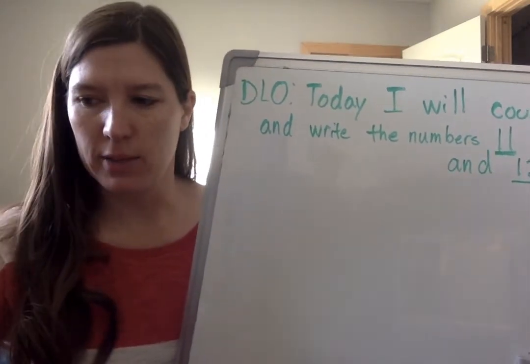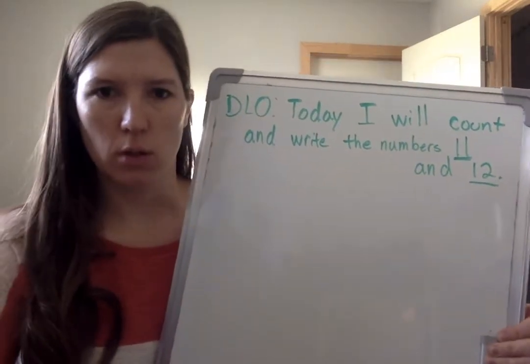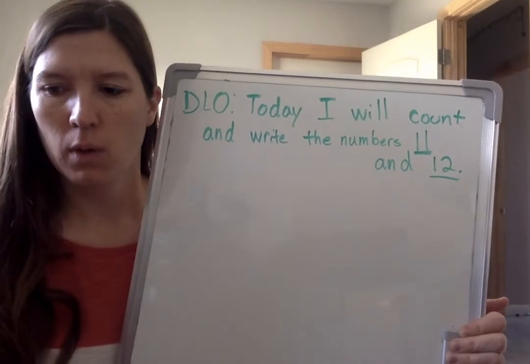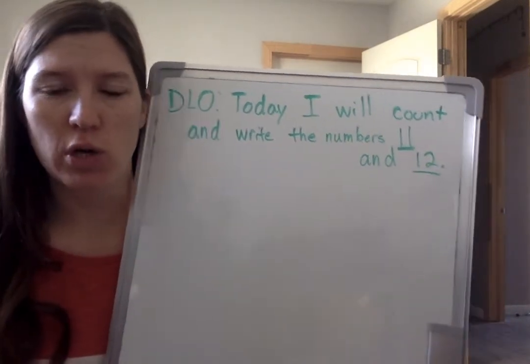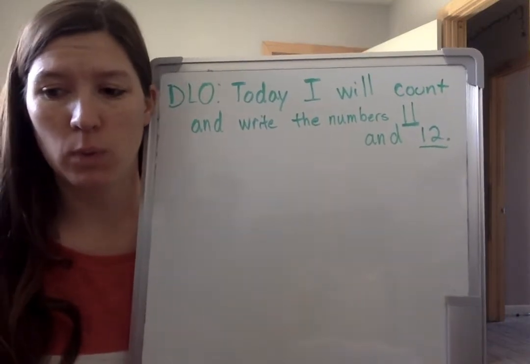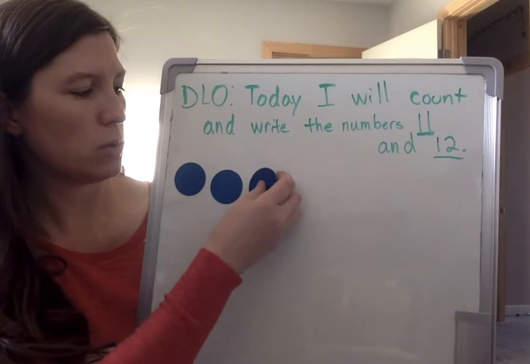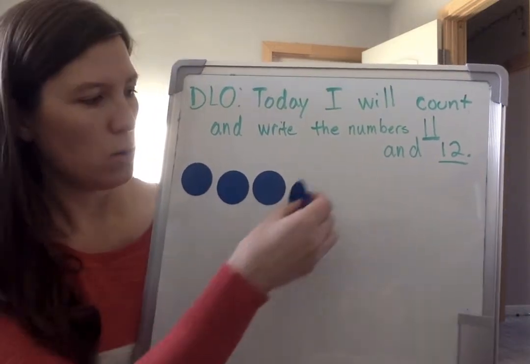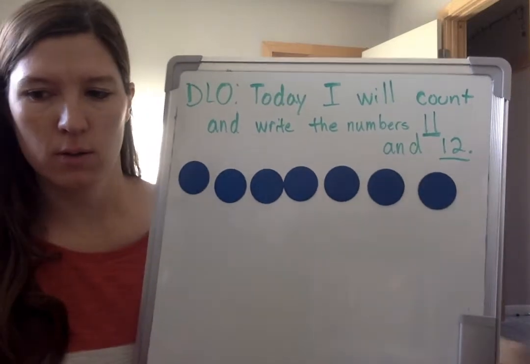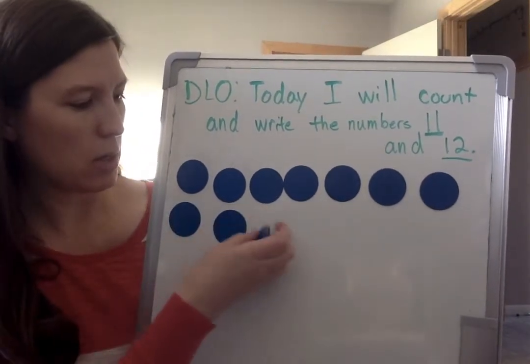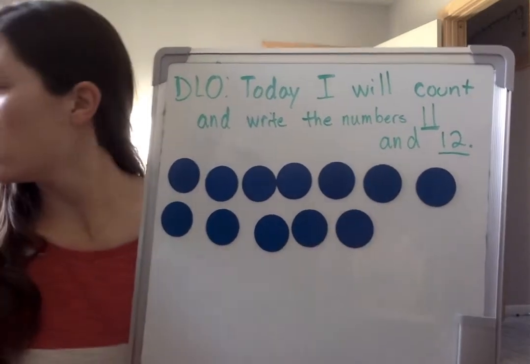When we count our items today, they're all going to be the same objects. So, there we go. I'm going to put some dots up here and I'm going to put them in different arrangements and show you some strategies on how to count them. So I'm going to count these up. 1, 2, 3, 4, 5, 6, 7, 8, 9, 10, 11, 12.